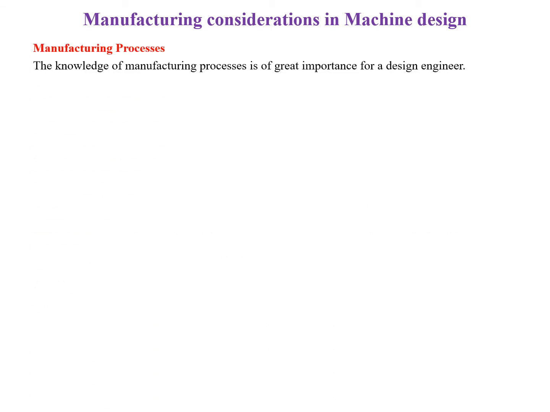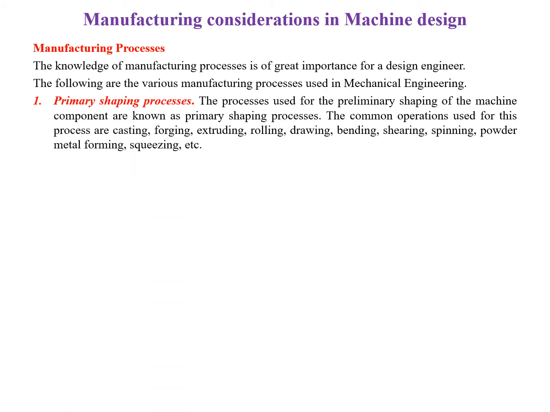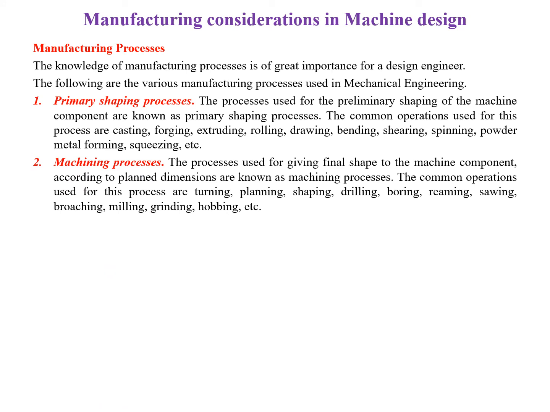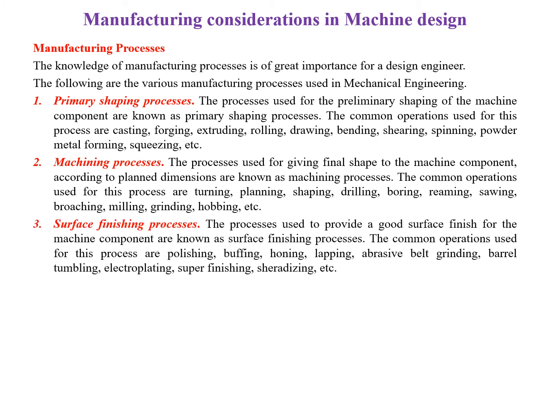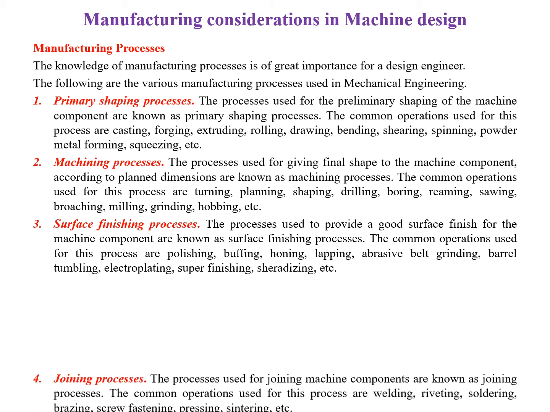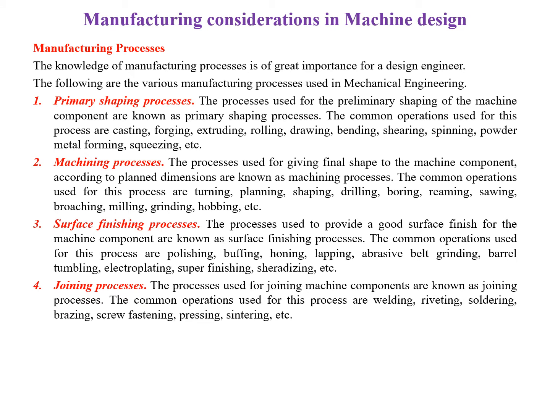We should have very basic knowledge about the manufacturing processes that we usually do for mechanical components. We should know about the primary shaping processes like casting, forging, extruding, rolling, drawing, bending. Second is the machining processes, which involve turning, planing, shaping, drilling, boring, reaming, sawing, etc. Third is the surface finish processes, polishing, buffing, honing, lapping. Fourth is the joining processes like welding, riveting, soldering, brazing, screw fastening, pressing, sintering, etc.